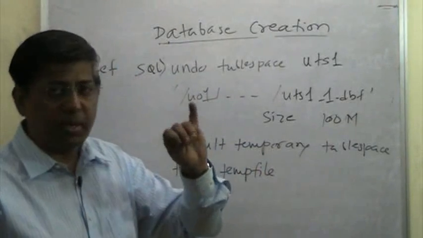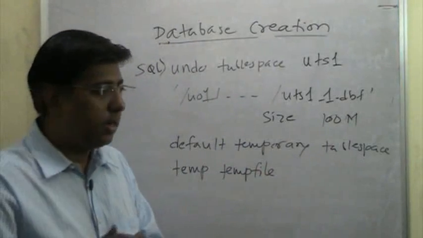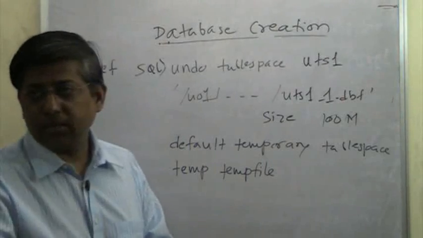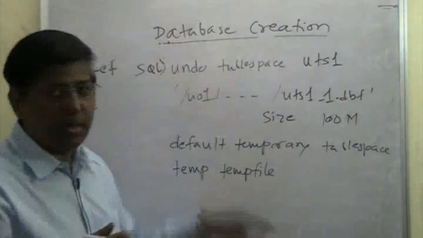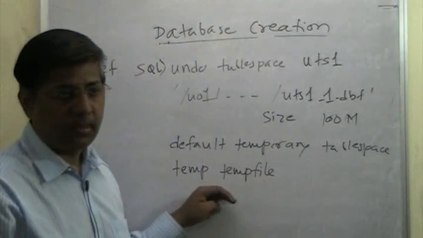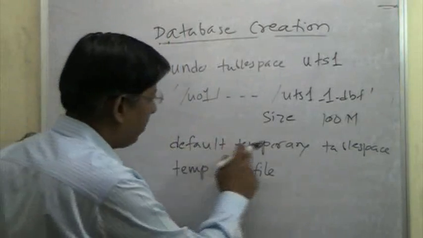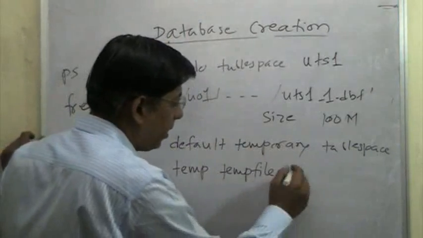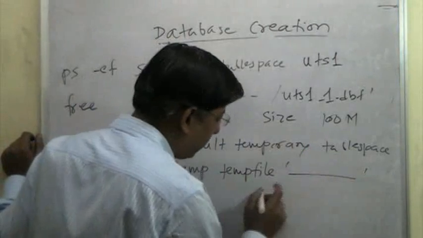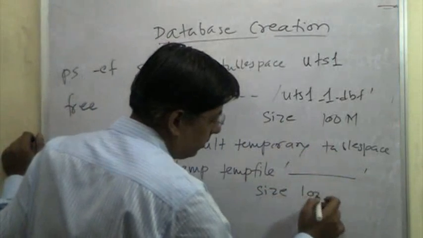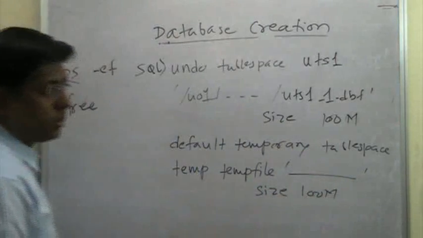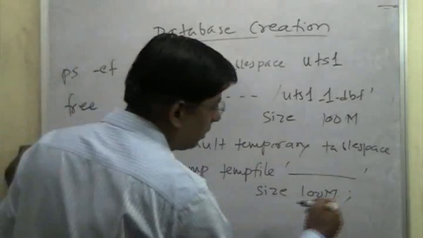So undo table space can be created as a second step, and temp table space can be created as a third step, but I'm giving it the whole thing in one go here. So you can do it that way also. So default temporary table space temp file, and then the name of the temp file, and then the size. Once this is done, you are going to just hit semicolon.